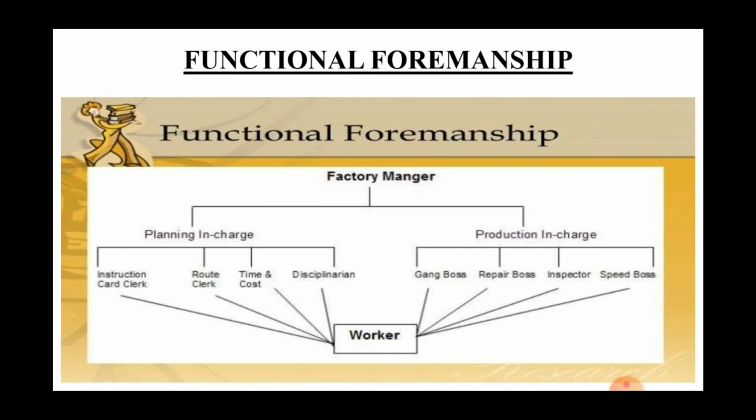So in production in charge, there are 4 bosses: gang boss, repair boss, inspector, and speed boss. Gang boss, he has to keep the stage ready for work performance. He ensures that all materials and things are available for the workers, machines are set, tools are in place, etc. Repair boss, he is responsible for the maintenance, renewal, and repair of the machines, such as cleaning the machines, oiling them, repairing, etc.